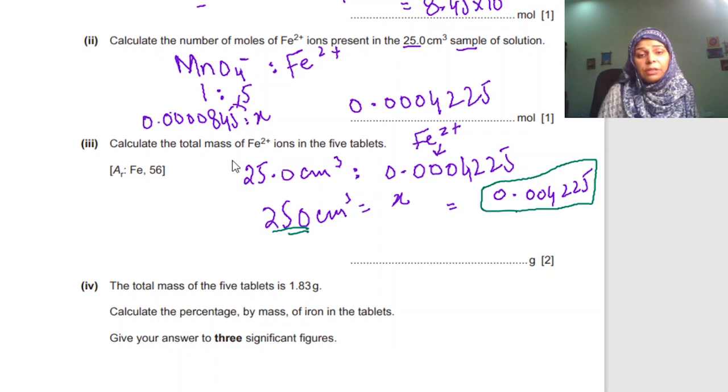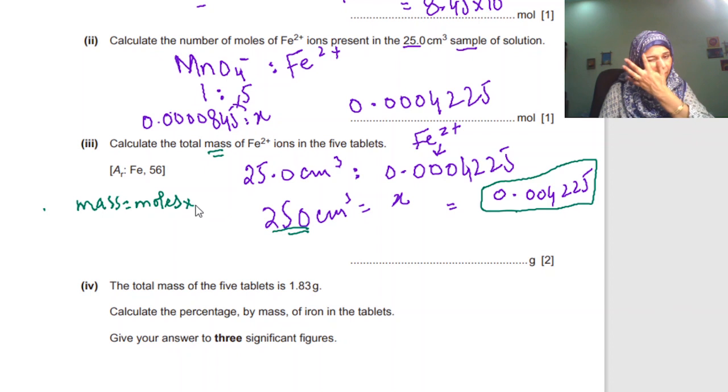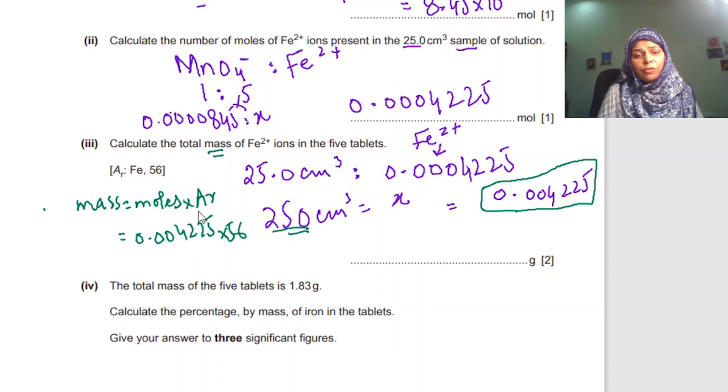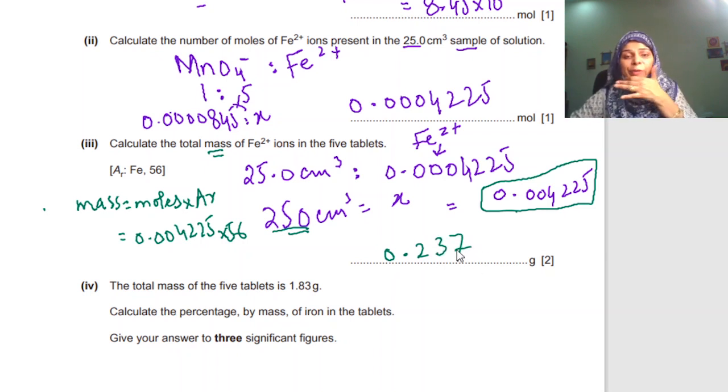So we have to calculate the mass of iron with 5 tablets. How will we calculate the mass? In order to calculate the mass, we have the formula moles × Ar, relative atomic mass. Moles are 0.004225 multiplied by 56 for iron. So the mass of iron used was 0.237 gram. So this is the answer through which we calculate the mass of iron in 5 tablets.